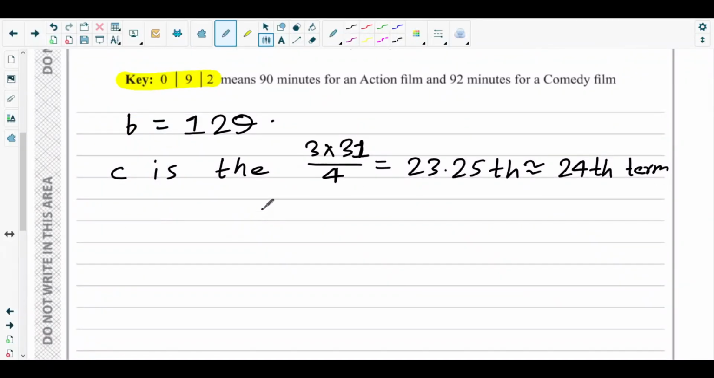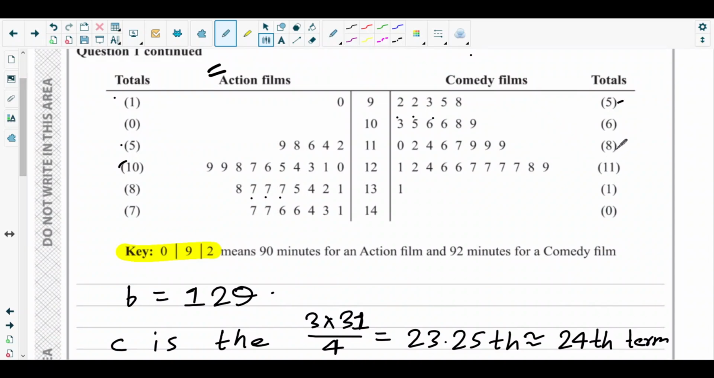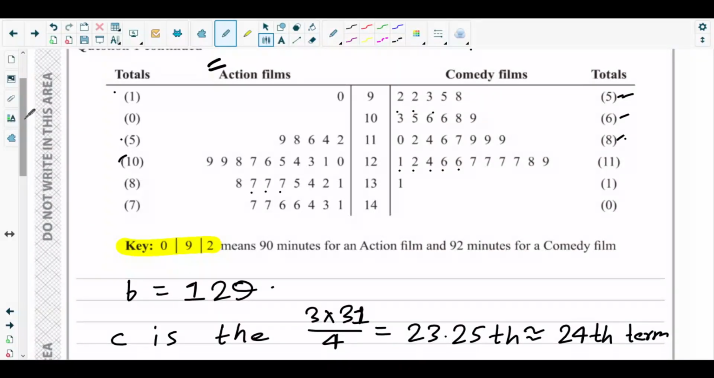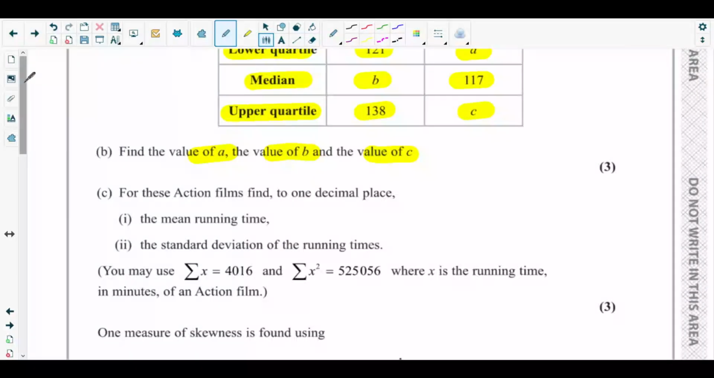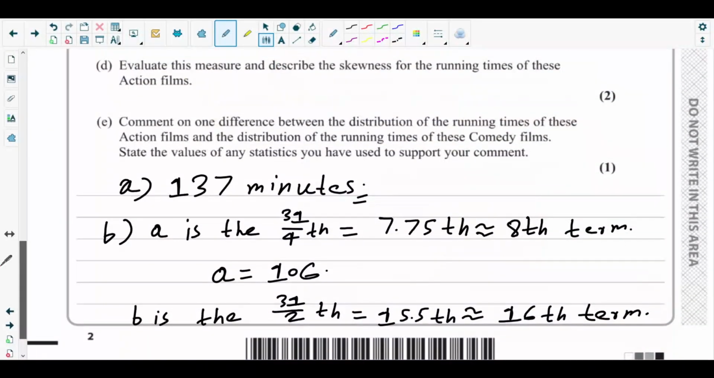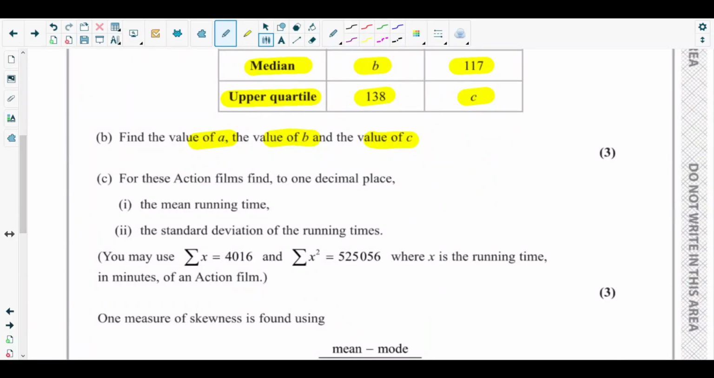So C equals what? We have to see the 24th term for comedy films. So 5, 6, 11, 8 is 19. So 19 plus, 19, 20, 21, 22, 23, 24, which is 126. So 126 is the value for C. So we got the value for C is 126, the value for B is 129, and the value for A is 106. And that's what part B has asked for.